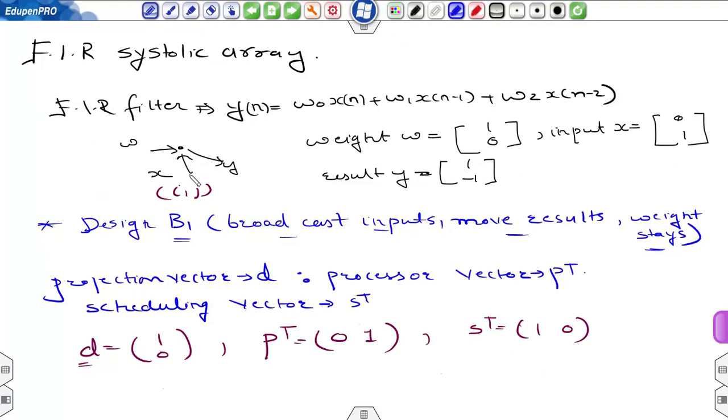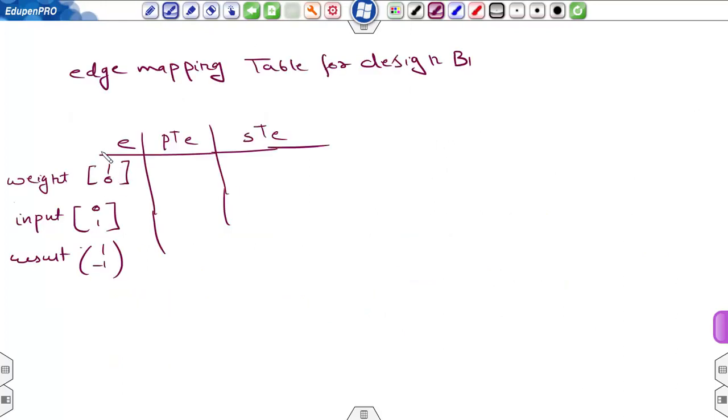So these three fundamental edges, the weight edge, input edge and the result edge, need to be mapped to corresponding edges in the systolic array. So for an edge e in the space representation, we have to introduce an edge in the systolic array, and that edge will be P transpose e, and the weight of the edge will be given by S transpose e. So this P transpose e gives the direction, and this gives the weight of that edge.